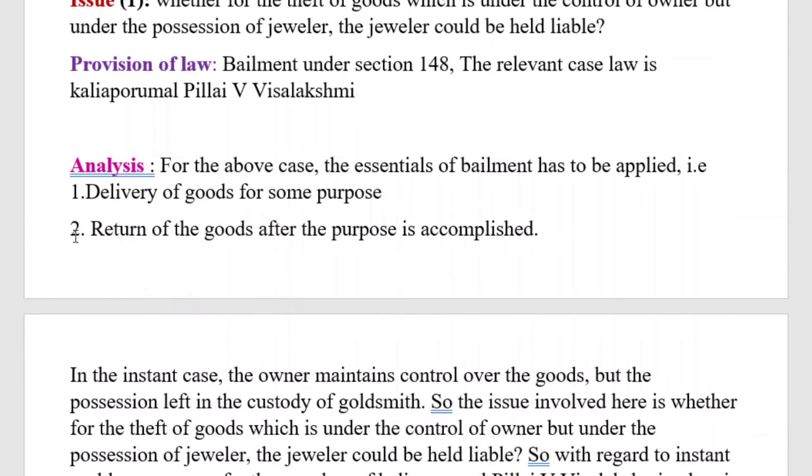How do we analyze this? We have to analyze the facts of the case, we have to analyze the issue, and we have to write with regard to the provision of law. Here, what is the provision of law? It is the essentials of bailment that we have to apply, that is, delivery of the goods for some purpose and return of the goods after the purpose is accomplished. That is the essentials of bailment.